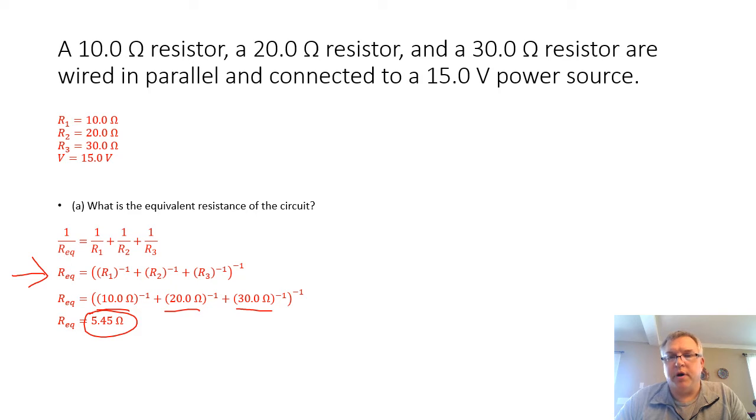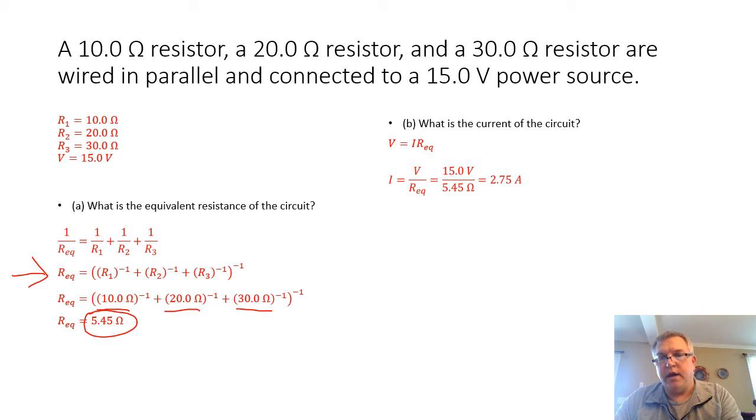For the second part, they want to know what is the current of the circuit. So because I am looking for the current for the entire circuit, I need to use the equivalent resistance, and using Ohm's law, V equals IR, I know that the current is going to be equal to the voltage divided by the equivalent resistance. So the voltage is 15 volts. My equivalent resistance is 5.45 ohms, and that will give me a current of 2.75 amps for the entire circuit.